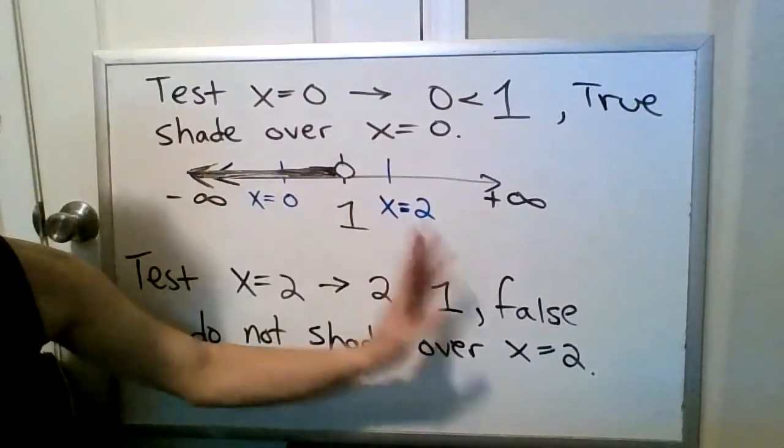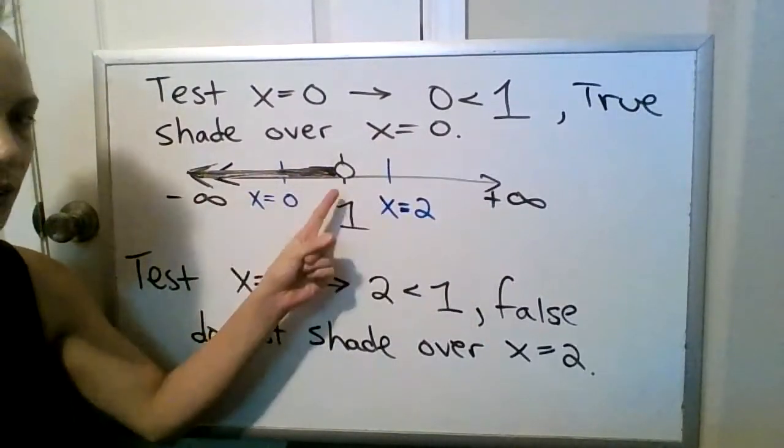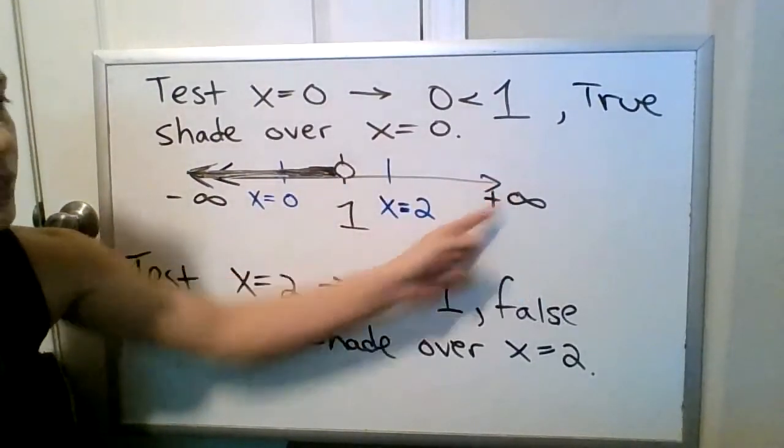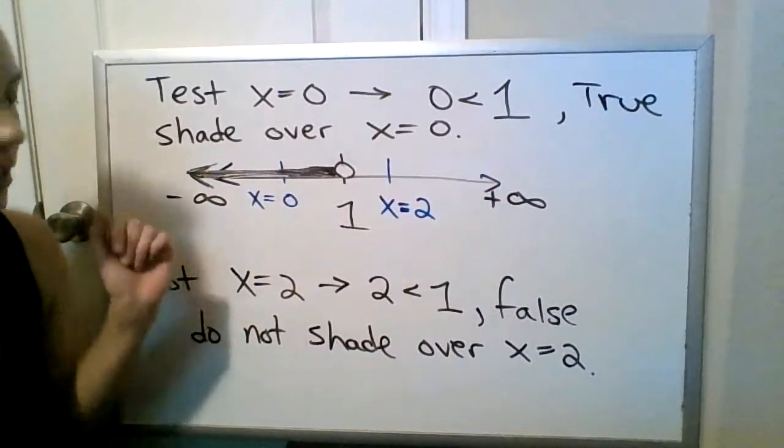Which means this graph is done. We've shaded this side. You exclude 1 with that open circle. Don't shade that side. And what we need to do next is write that set in interval notation.